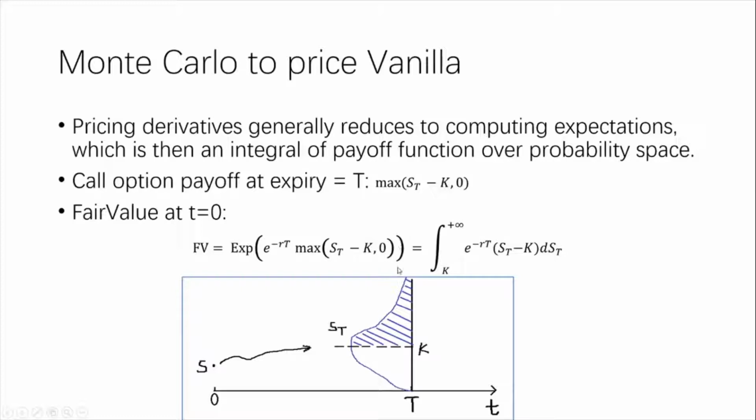According to the Black-Scholes assumption, the final stock price has a known distribution, which is geometric Brownian motion. So this integral is just the payoff function integrated over geometric Brownian motion. So what we are doing is an integral over this shaded area.